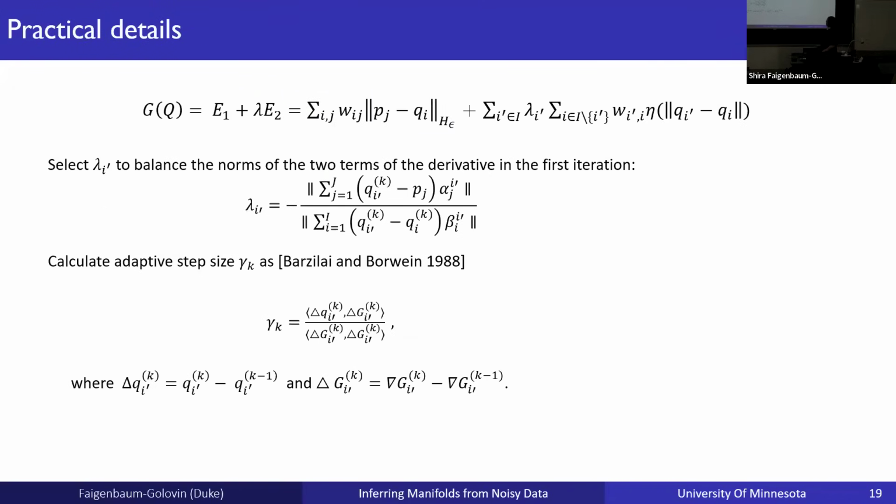And how are those parameters chosen? So there's several things that we need to discuss. How is the lambda chosen? The lambdas are balancing parameters that balance the first term and the second term. And we will choose them in the first iteration to guarantee that the norm of the two terms is balanced.